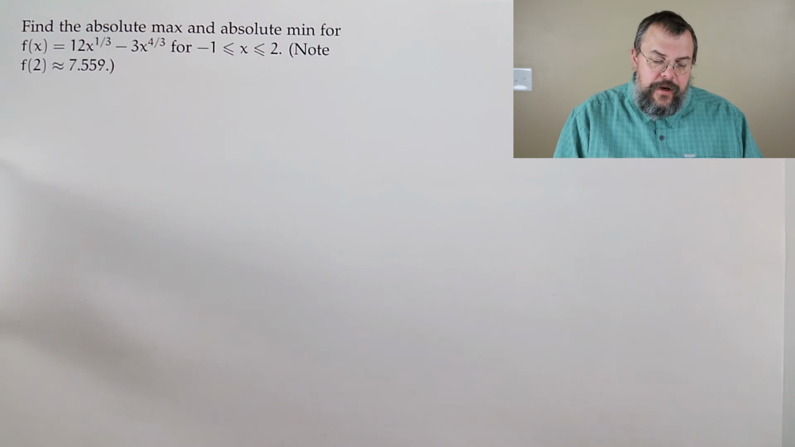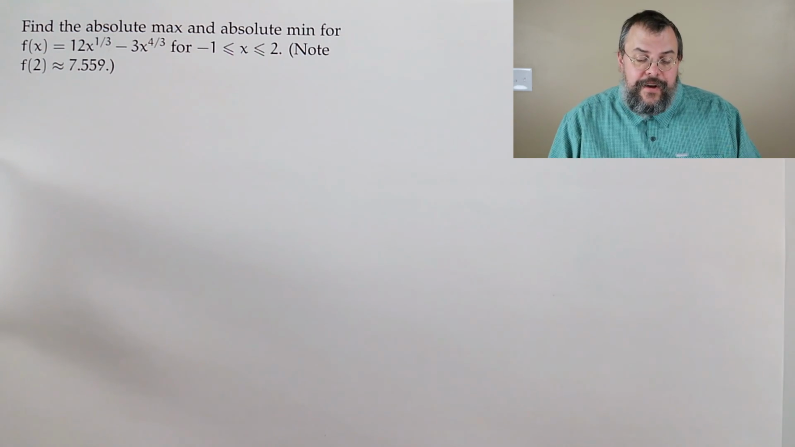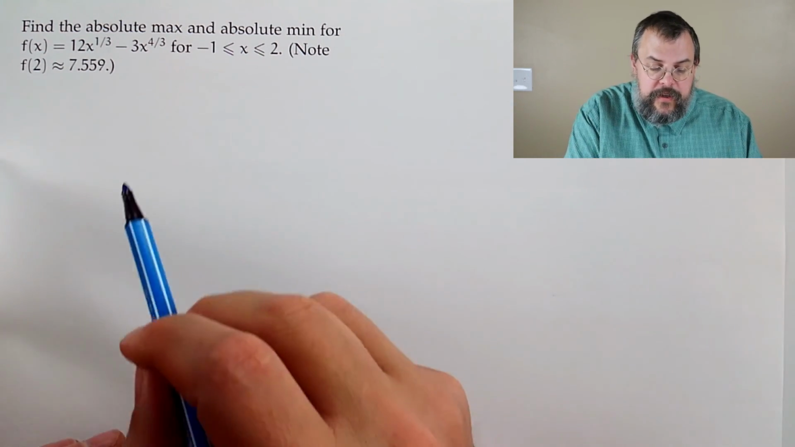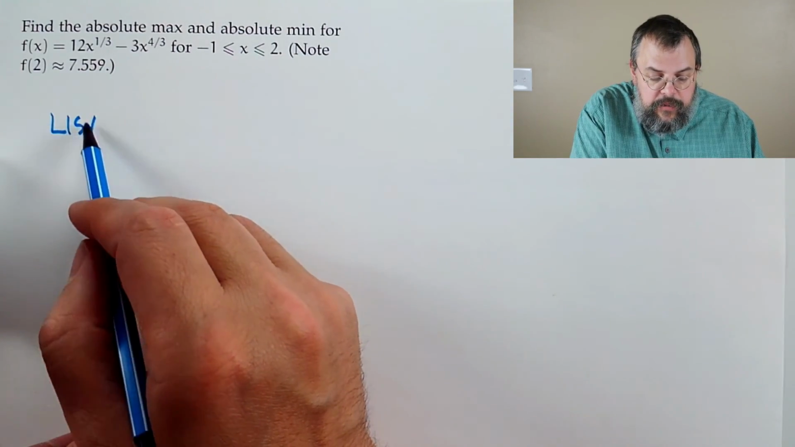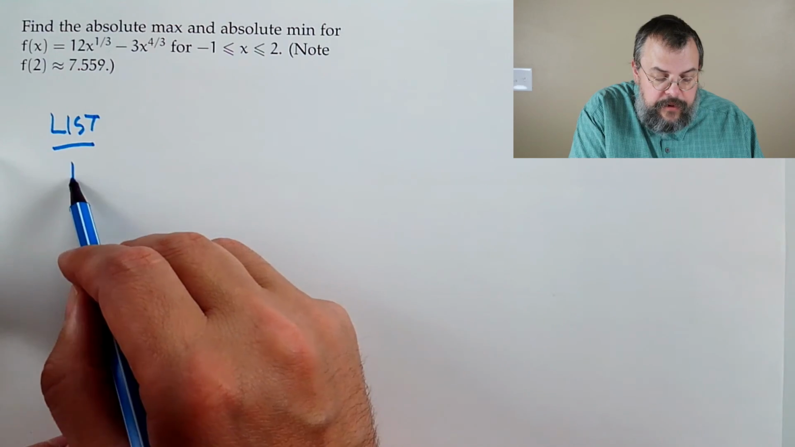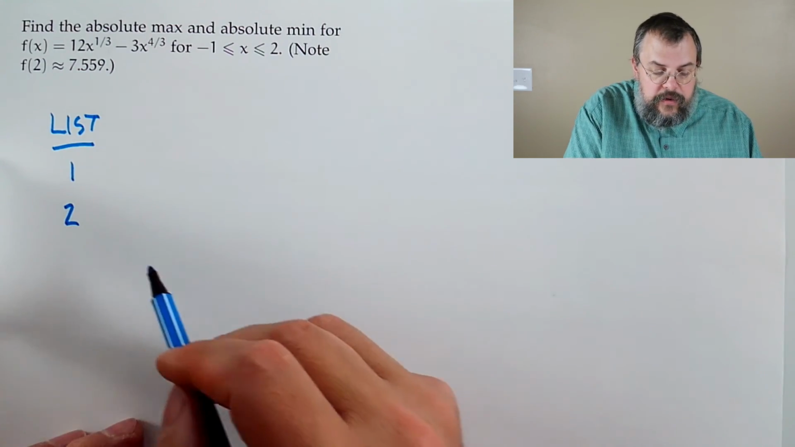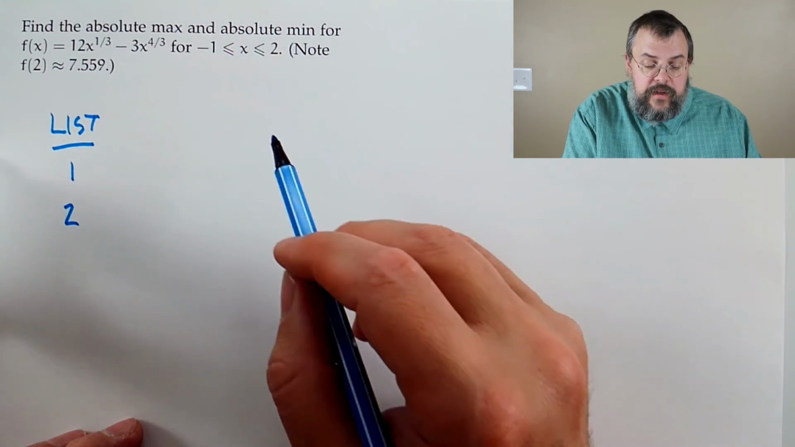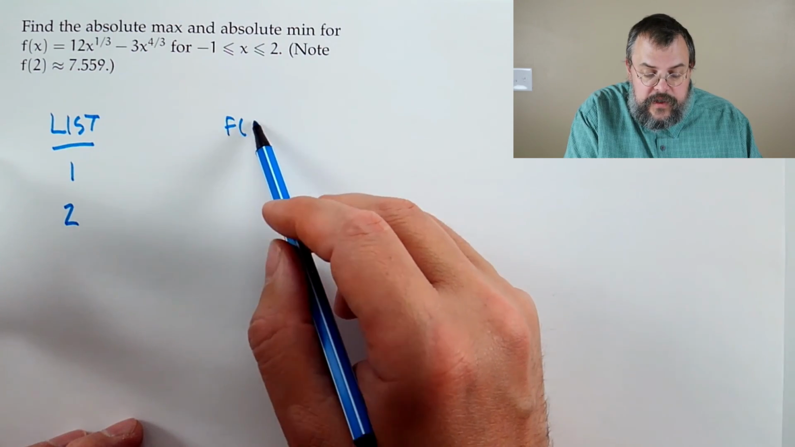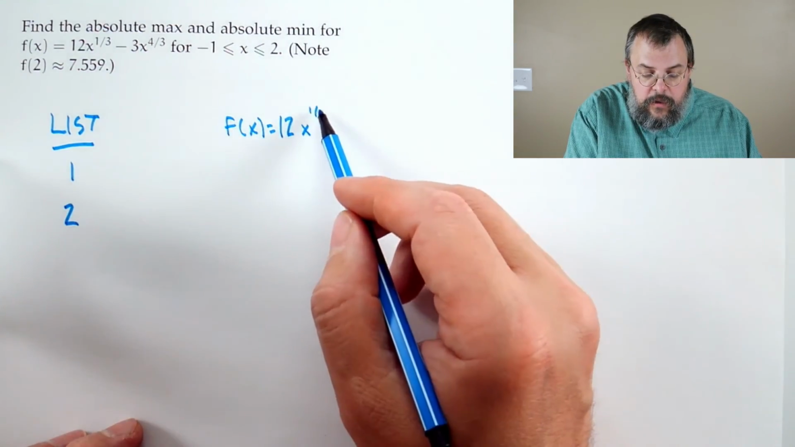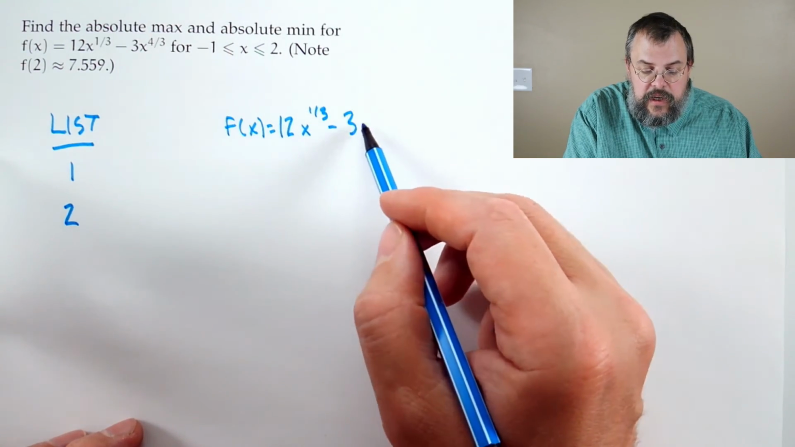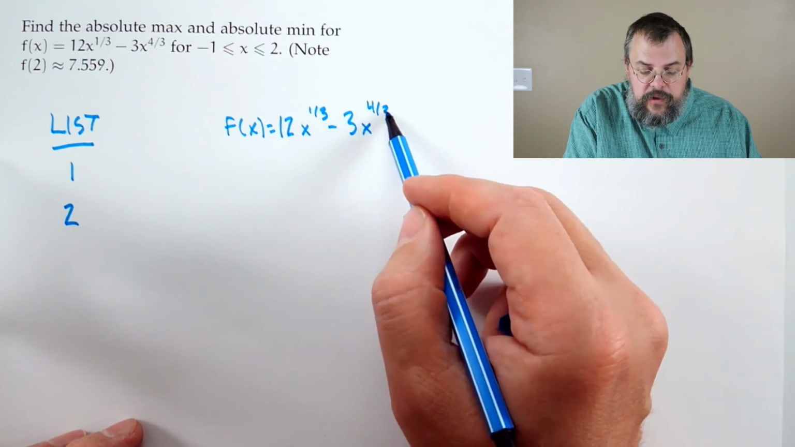All right, well, let's begin. This function is fine, it's continuous, nice closed boundary interval. So we start by making our list. Throw in our endpoints, negative 1 and 2. Now, next step, take our derivative. So our function, I'll write it down for easy reference, 12x^(1/3) minus 3x^(4/3).